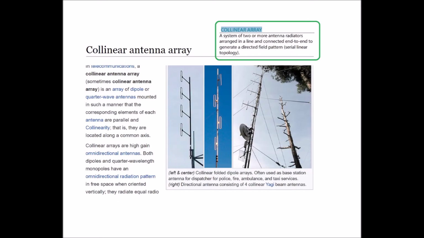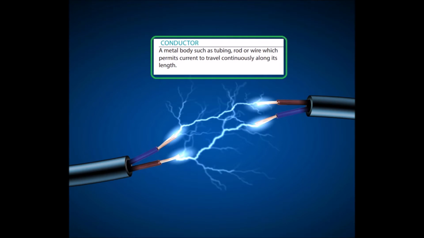Next page. Collinear array. A system of two or more antenna radiators arranged in a line and connected end to end to generate a directed field pattern. Serial linear topology. Conductor. A metal body such as tubing, rod, or wire which permits current to travel continuously along its length.